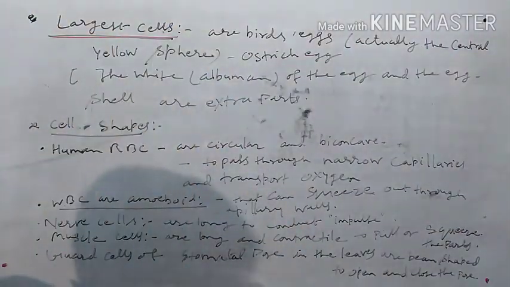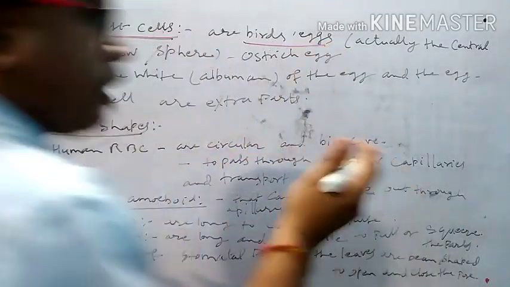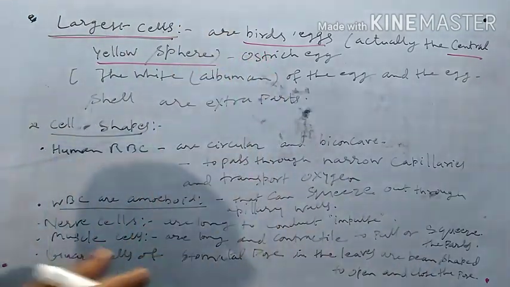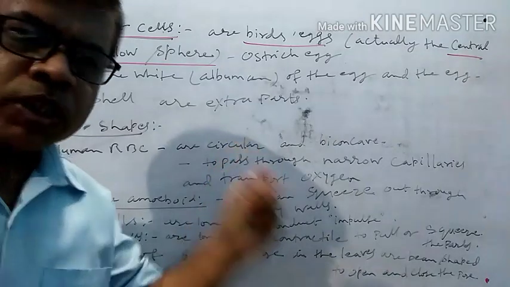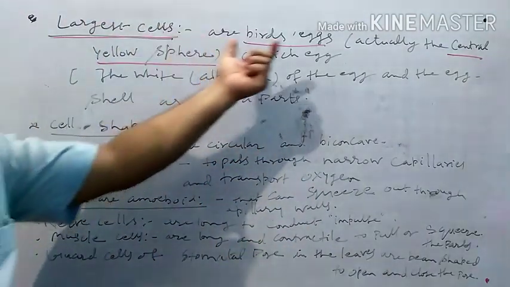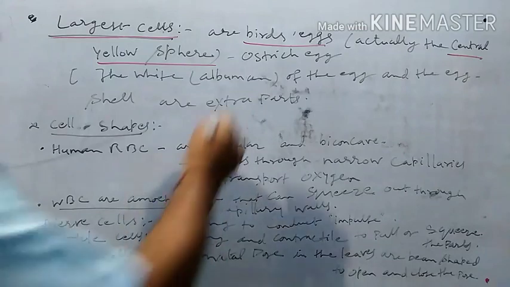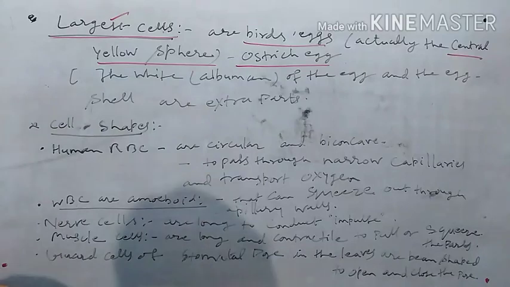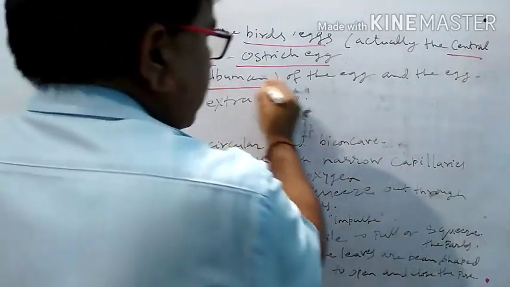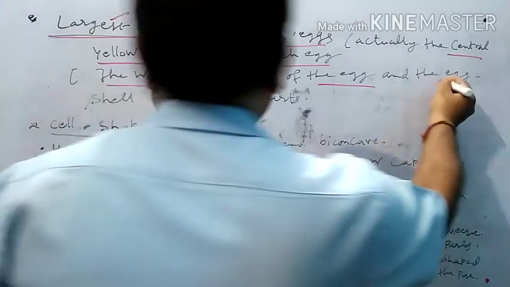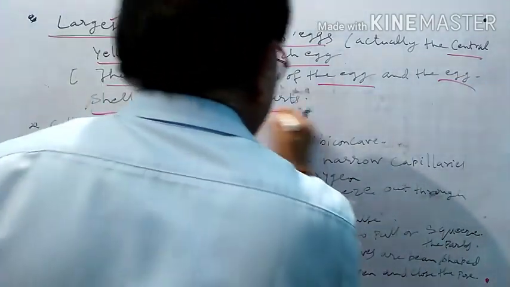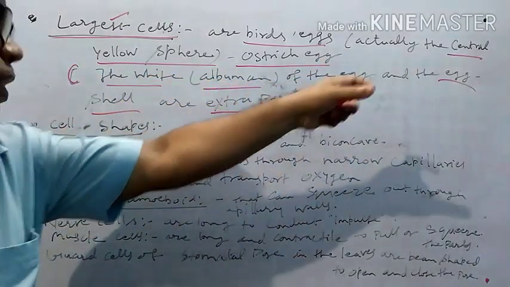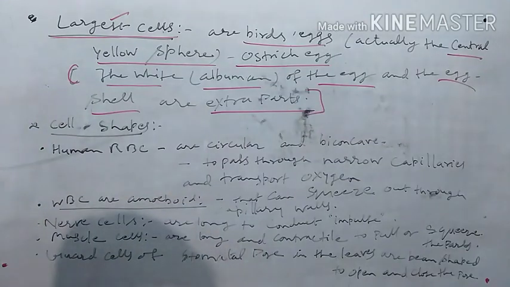The largest cells are bird's eggs. Actually, the central yellow sphere. In an egg, the central yellow sphere is the egg cell. For example, the ostrich egg is the largest cell in the world. The white albumin of the egg and the eggshell are extra parts.